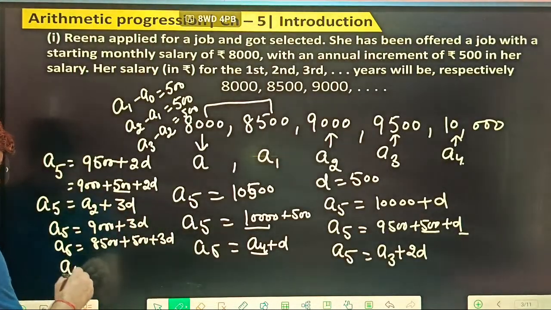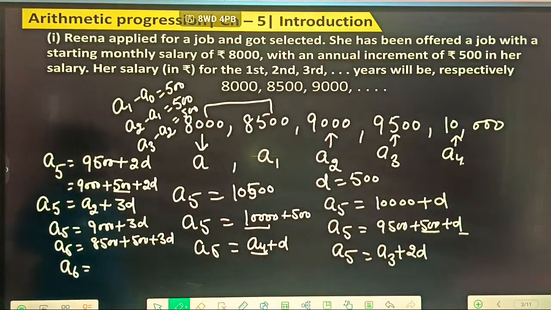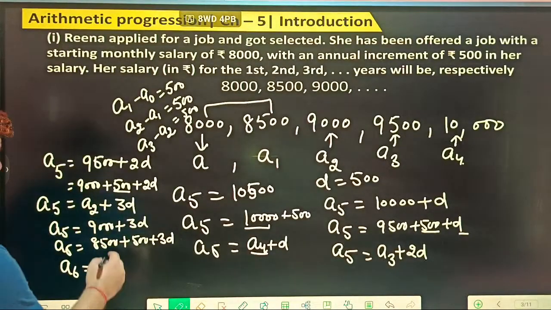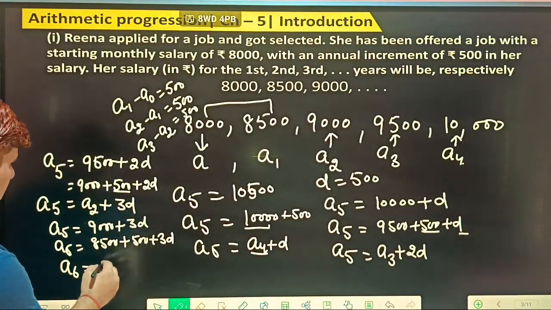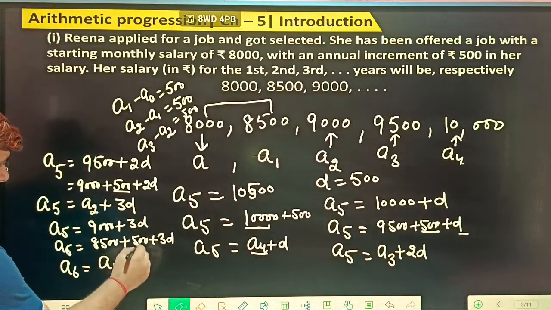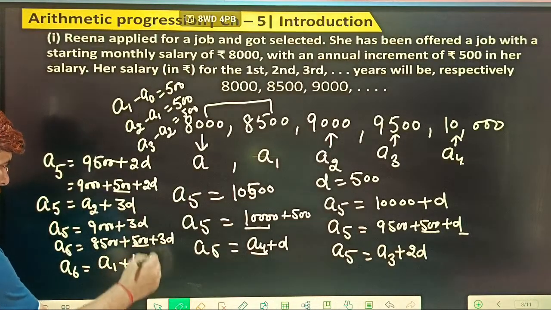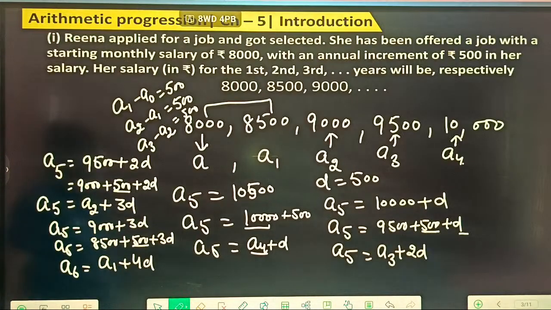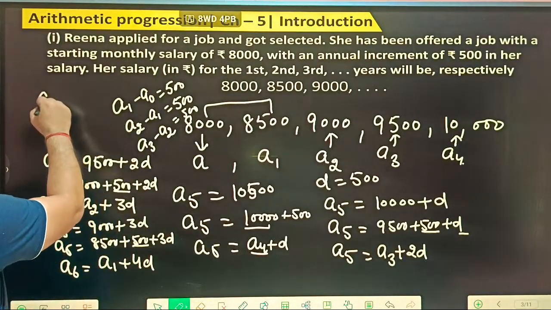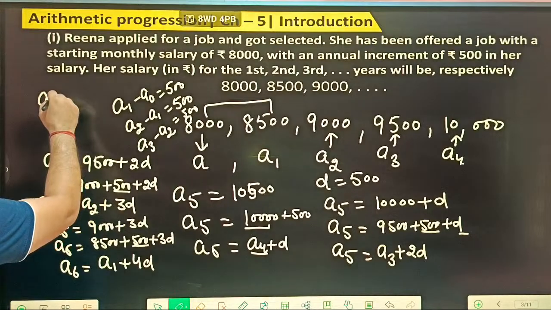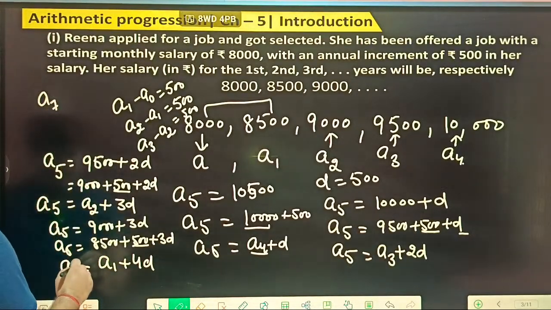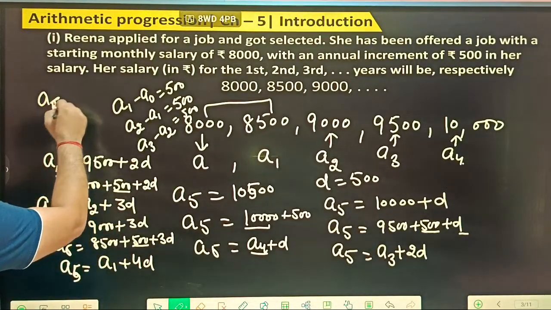So A6 is equal to how much? 8,500, what is that? A1 plus this is D, 3D plus 4D. Then what? A7, sorry, A5 coming here.